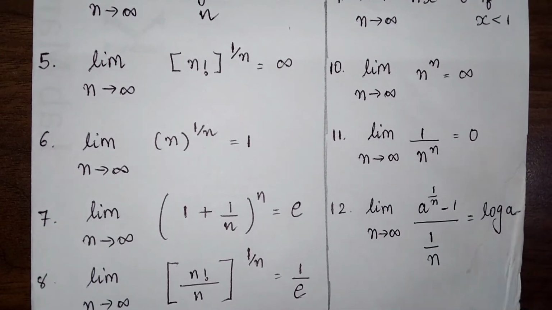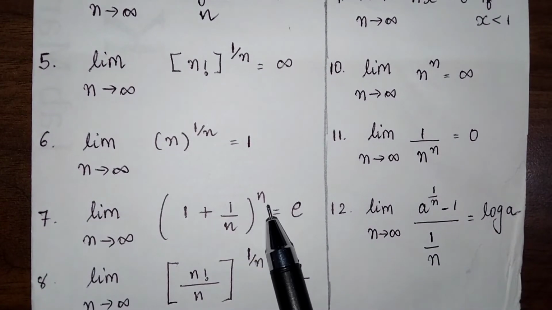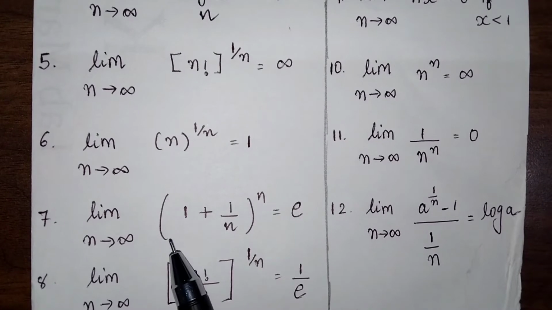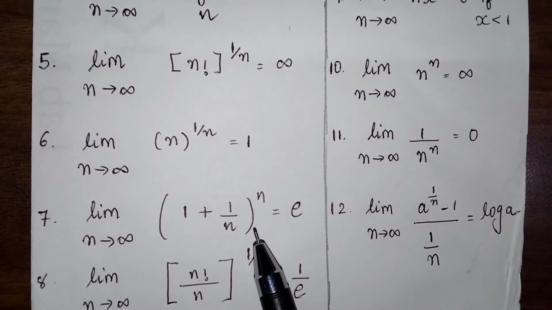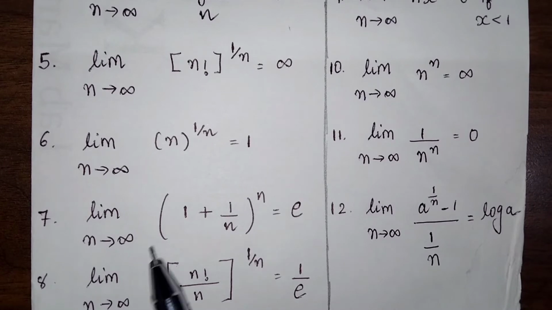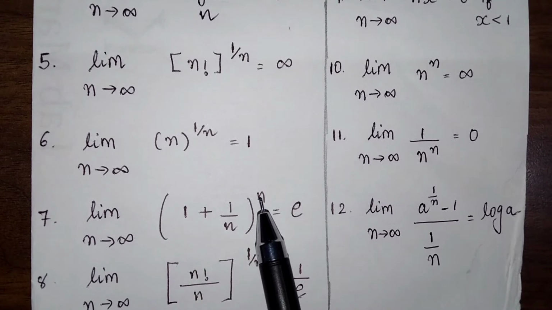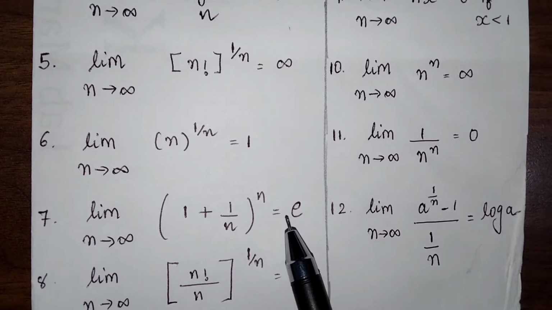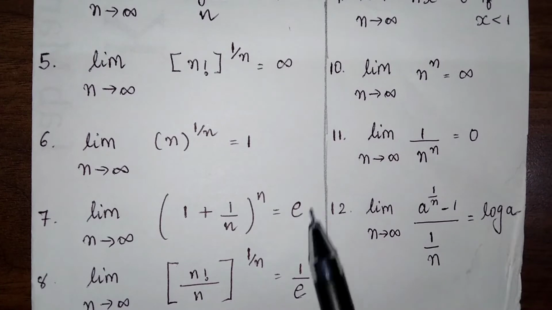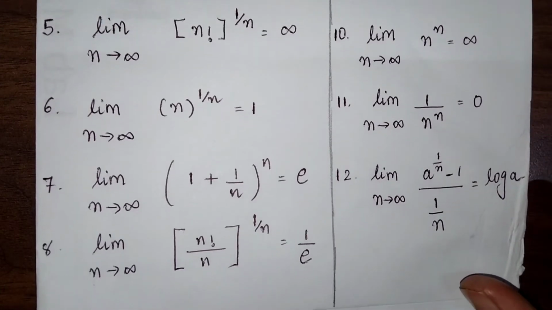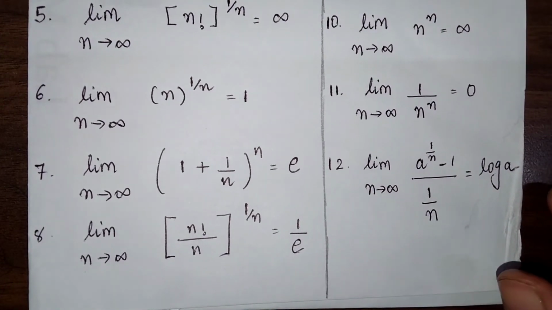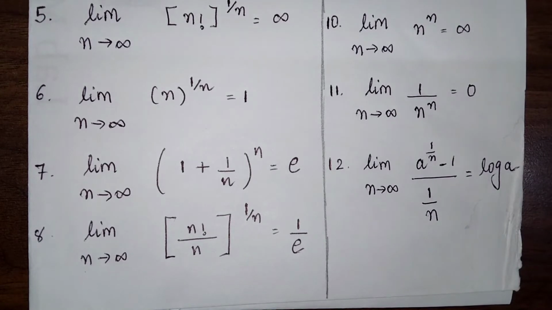Limit n tends to infinity, (1 + 1/n)^n is equal to e. Such type of sum we have done in the previous lecture, where we substituted (1 + 1/n)^n equal to e. If it is (1 - 1/n)^n, then it will be e^(-1). Then the eighth one, limit n tends to infinity, (n!)/n raised to 1/n, its answer is 1/e.